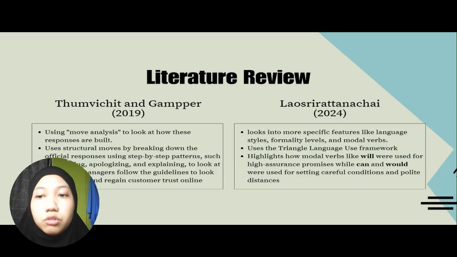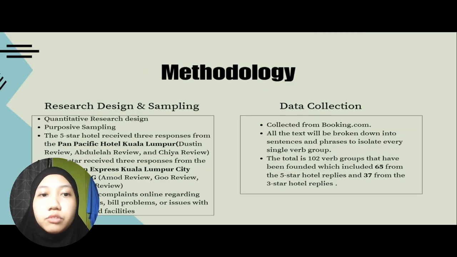For the methodology, the research design is quantitative, and it uses purposive sampling. The sampling for the five-star hotel is three responses from Pan Pacific Hotel Kuala Lumpur. I chose three reviews, from Dustin, Abdullah, and Chia, as the data. For the three-star hotel, I also use three responses from Holiday Inn Express Kuala Lumpur City Centre by IHG. I chose three reviews, from Ahmad, Gu, and Shaiham.